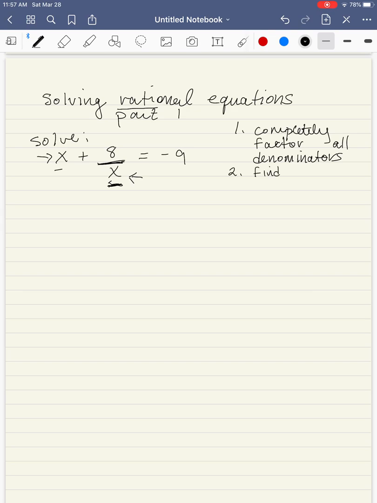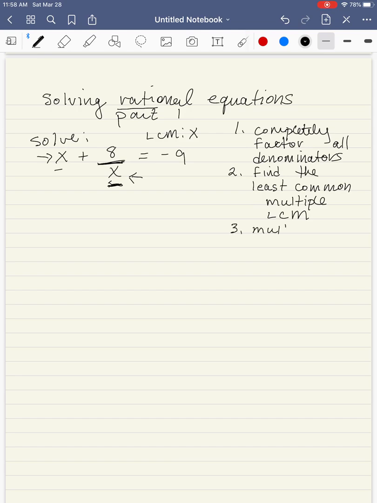My second step is going to be to find the least common denominator, and we call that the LCD. Excuse me, not the least common denominator, the least common multiple. Very different thing. The LCM. What we're trying to find is the smallest possible thing that we can multiply every term by and cancel all of the denominators. In this case, my LCM is just going to be x, because that's the only term I have in a denominator.